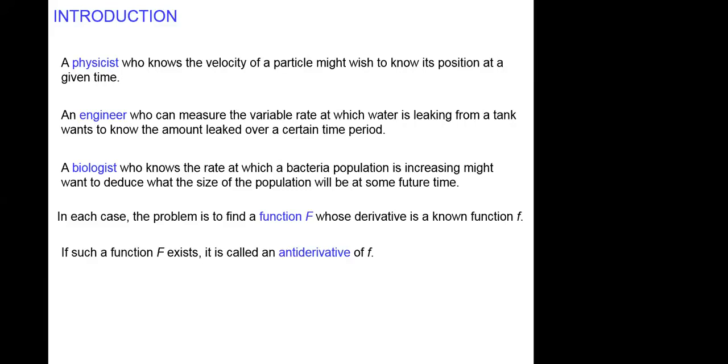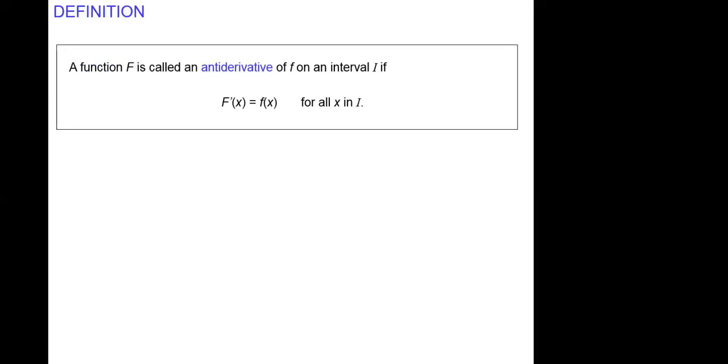Let's see what we will do. I have the definition. Probably it's really trivial, but that's how it is. A function capital F is called an antiderivative of the small f on the interval I if the derivative of the capital F gives me the function small f. That's what I said: we will have something, and to differentiate this, we will get the original function.